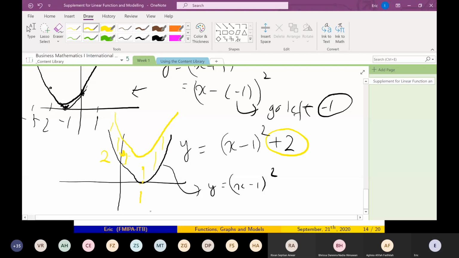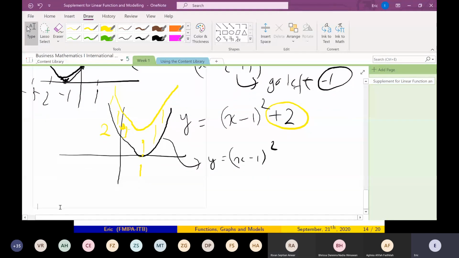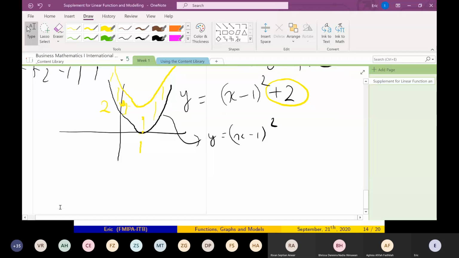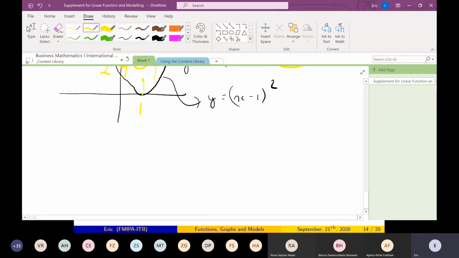Questions? Questions? No. For the last part, for the quadratic function, you have to remind this. You have to remember this. So I can have this kind of quadratic function also.